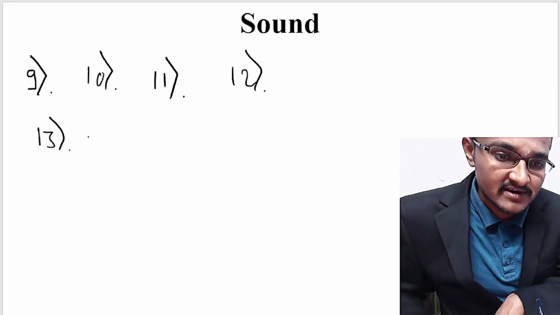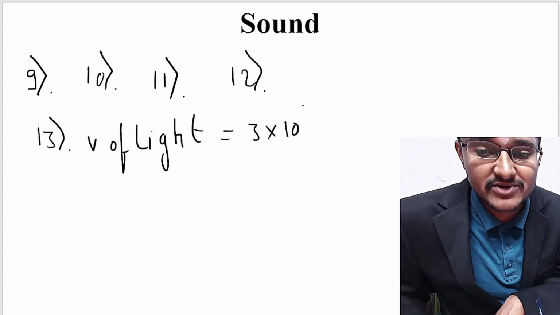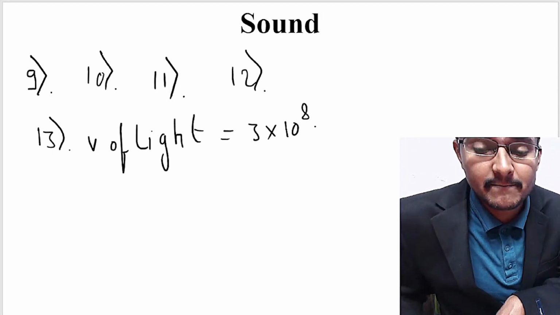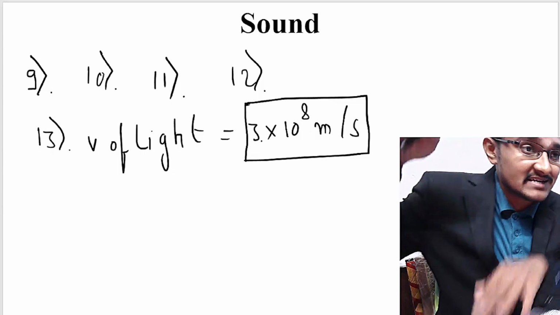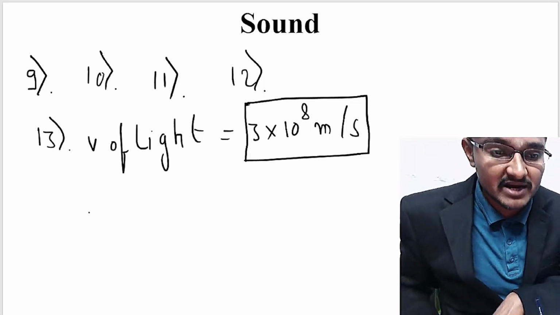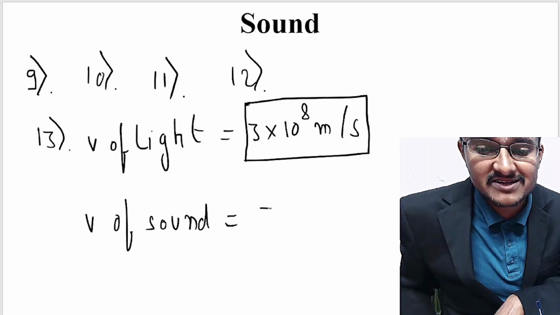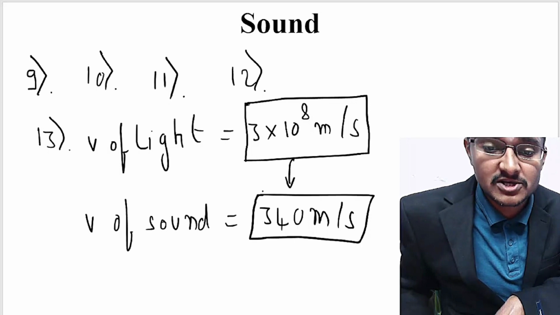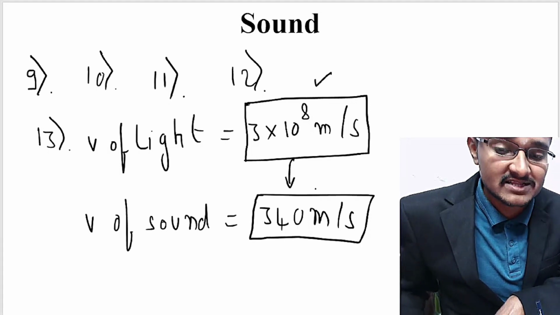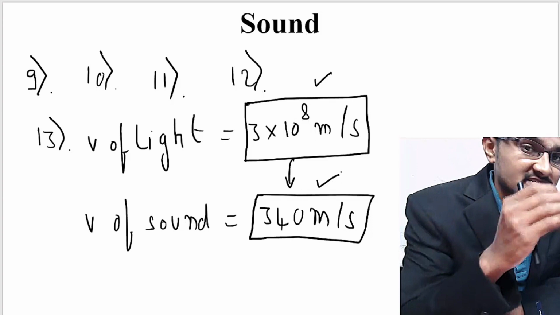The velocity of light is 3 into 10 power 8, that is 30 crore meters per second. Light travels at this velocity. Whereas the velocity of sound is somewhere around 340 meters per second. So you can see there is a lot of difference between the velocity of light and the velocity of sound. The velocity of light is more and the velocity of sound is less compared to light. That shows why light travels faster than sound.